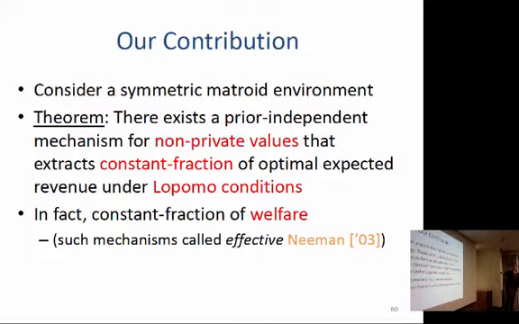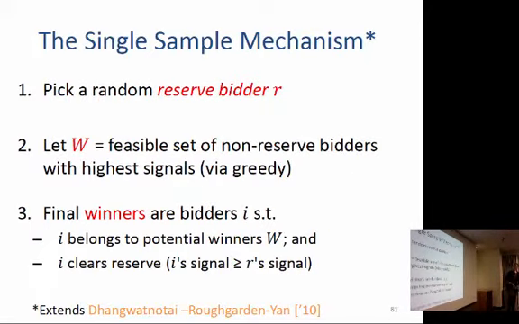Since we're in this non-private value setting, we do need the optimal conditions from part 1. And I'm going to give you an example showing you why we need MHR at least. In fact, I'm going to prove something a little stronger: we get a constant fraction of welfare by this mechanism, and this is very characteristic of MHR distributions. It just follows from that. Okay, so let me describe the mechanism.